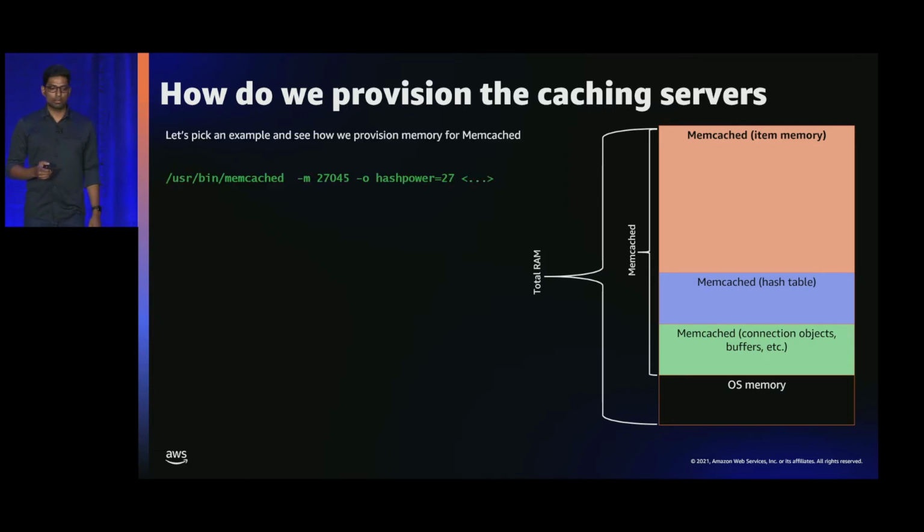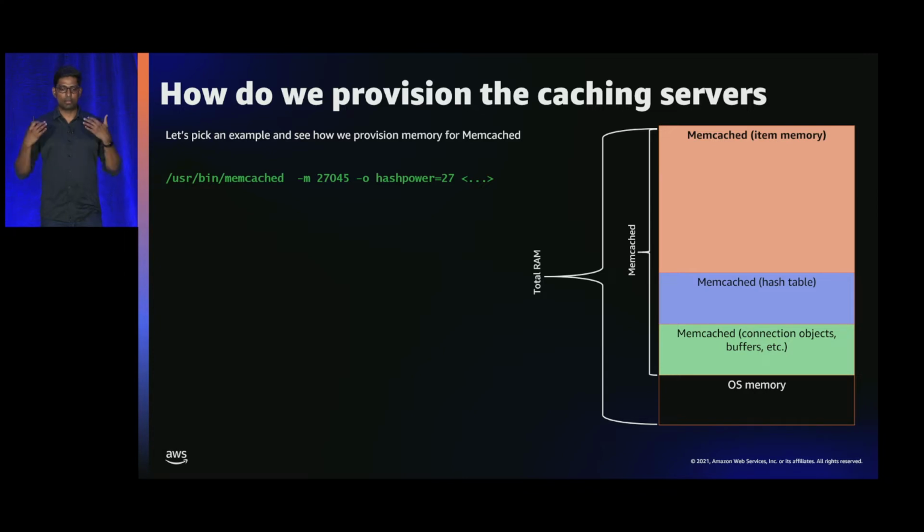For folks who have not heard of Memcached, at the crux of it is a hash table pointing to a bunch of doubly linked lists, and that allows for insanely fast lookup of order of 1. This command here is taking two parameters. The first one, -m 27,000, corresponds to the amount of memory carved out for storing the items themselves. And hashpower corresponds to the size of the hash table that you want to maintain.